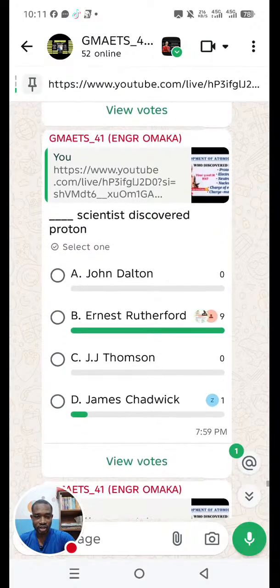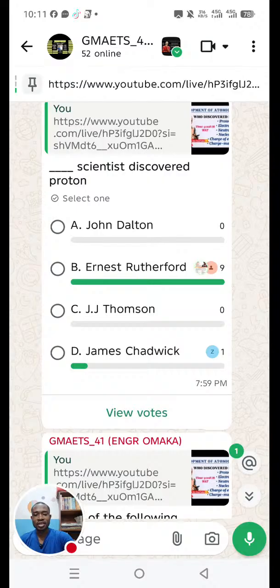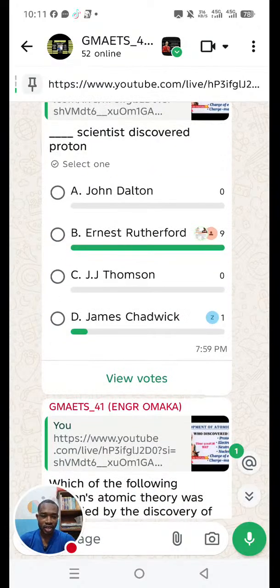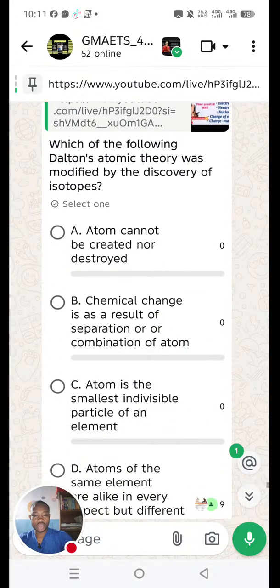Okay, the next question we have here is, dash scientists discovered the proton. The correct answer is J.J. Thomson. I don't know what's wrong with this power holding company. They're always known for that. J.J. Thomson. We'll move on to the next question.